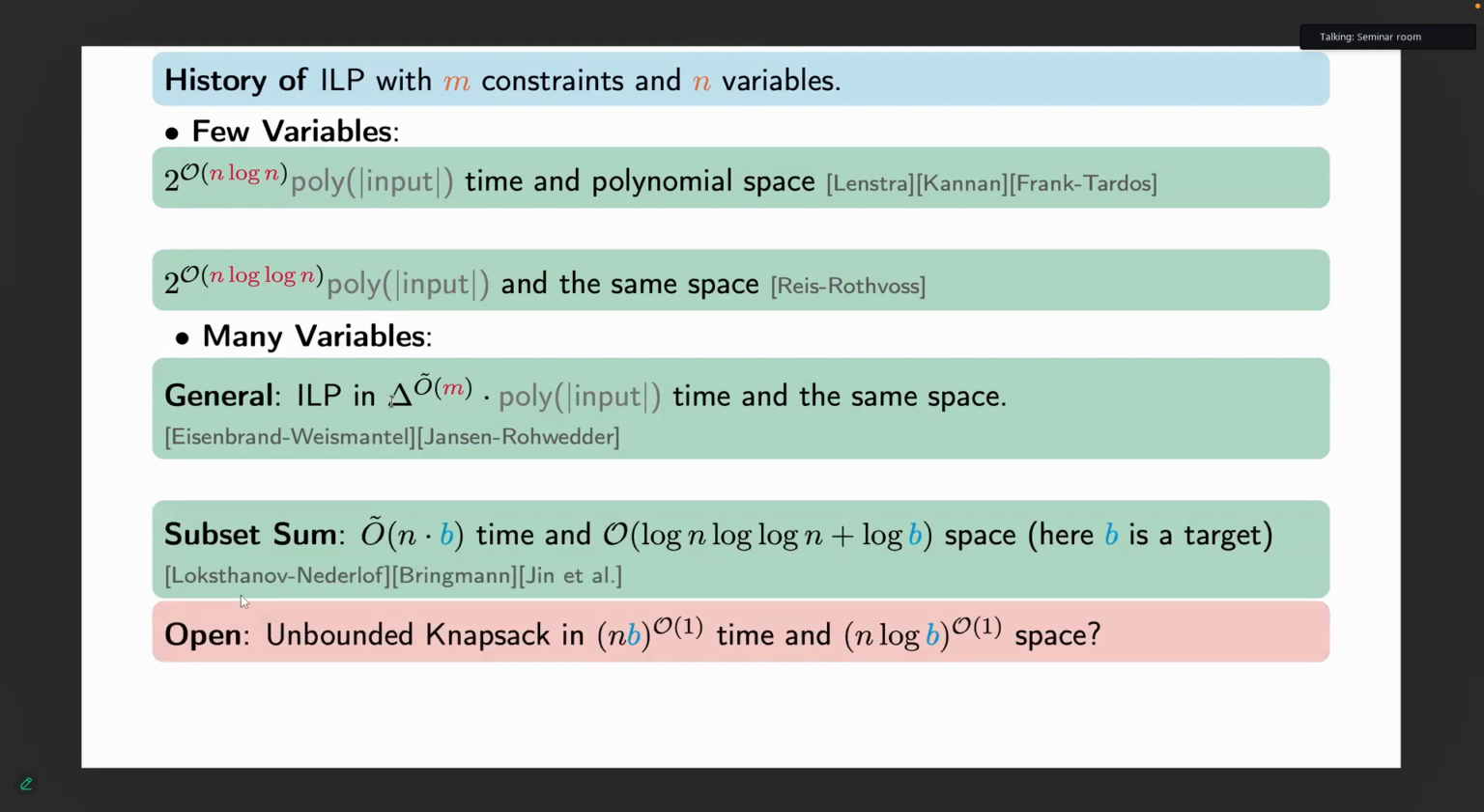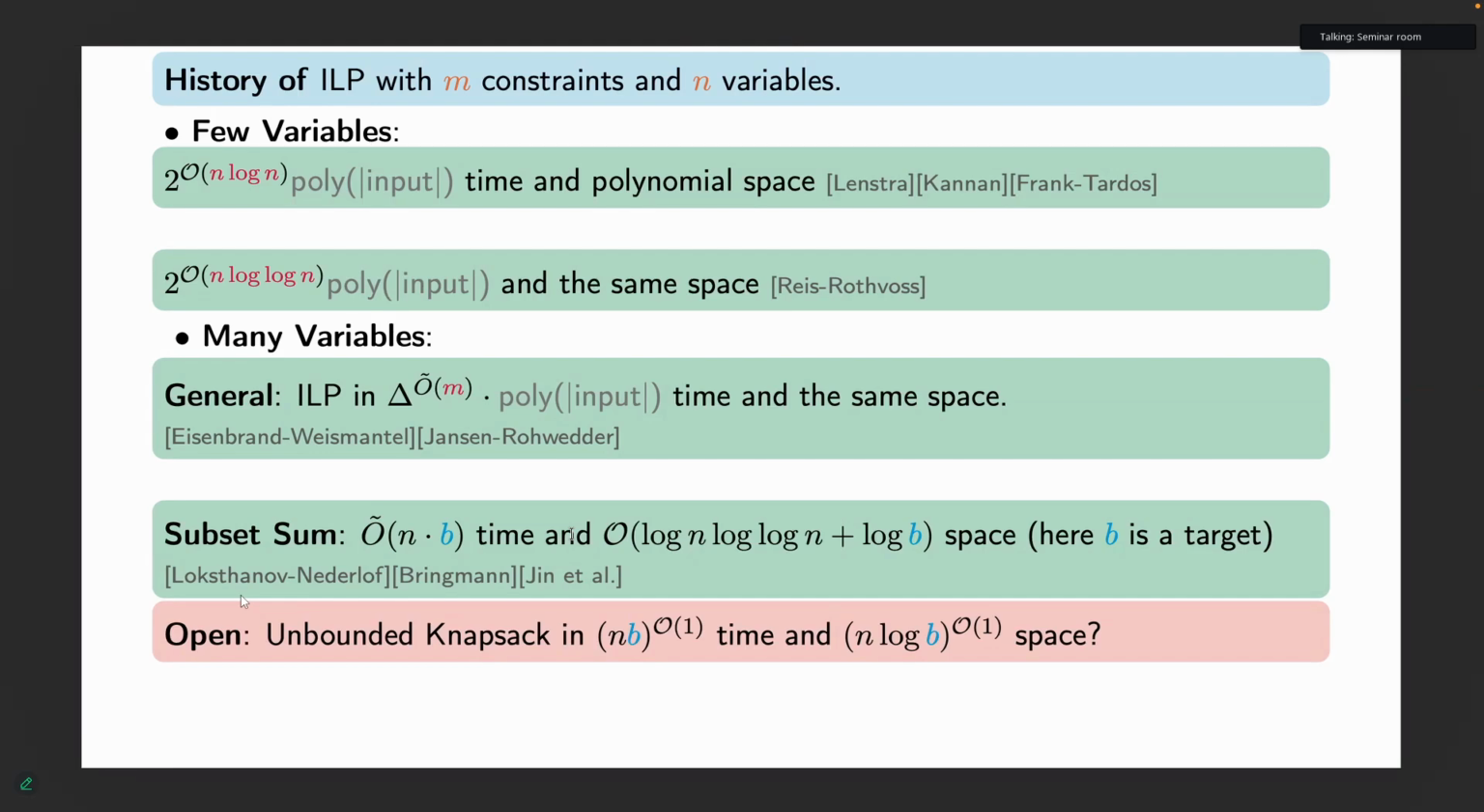And a special case is subset sum. This can be solved extremely efficiently if you look at the space. You can solve it in n times b time, where b is the target, and in log n times (log n plus log b) space. So it's even much less than what I would promise you. Like I promised you polynomial in n.